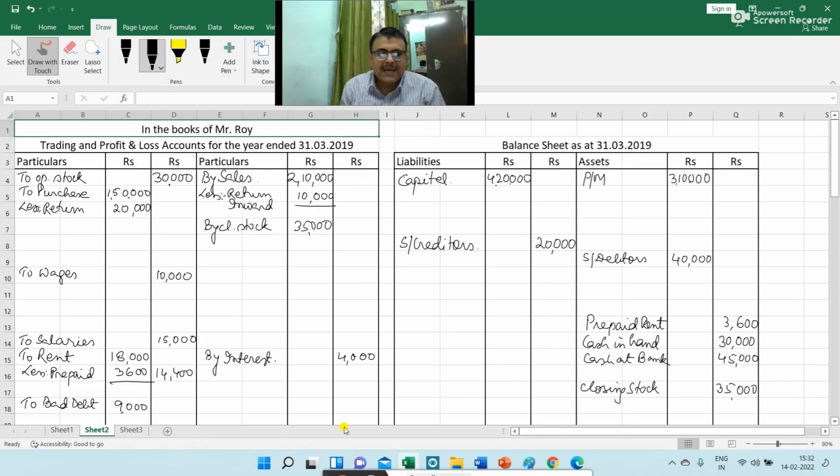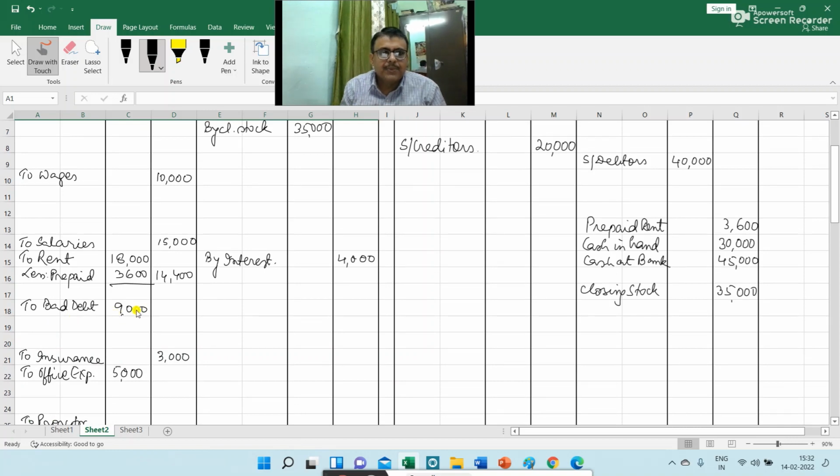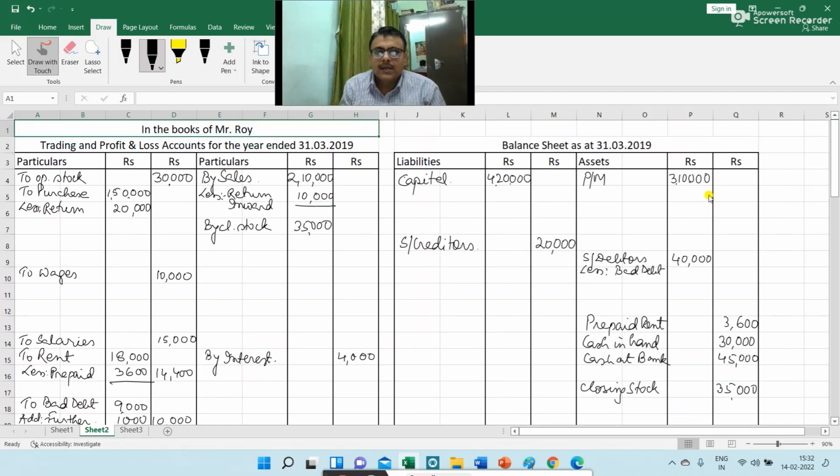Next is further bad debt. Bad debt I have already recorded in the P&L account at 9,000. So add further bad debt of rupees 1,000. The actual amount of bad debt that will be charged to P&L is 10,000. You need to reduce this amount of bad debt on the asset side of the balance sheet. Less bad debt, I am reducing 1,000 from 40,000.